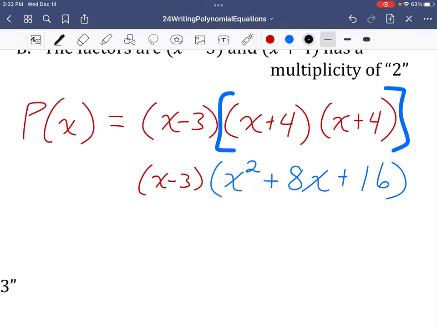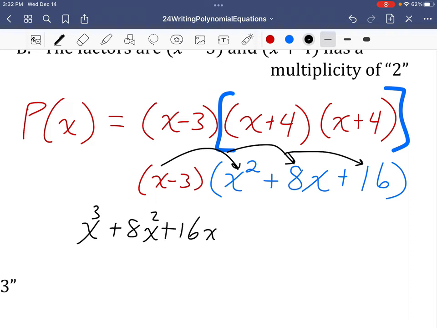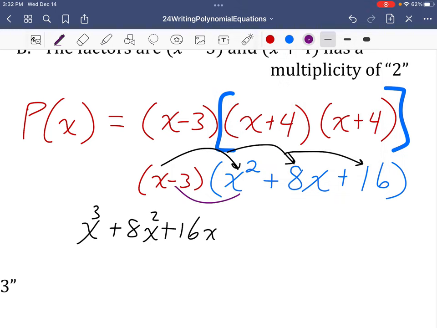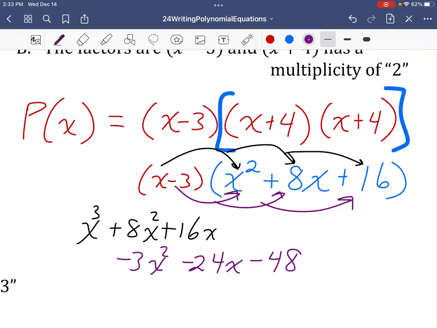Well, I still got some work to do. I still need to multiply everything on the left to everything on the right. And that means I'm going to do a triple distribute. Now that gives me x cubed, 8x squared, and 16x. But then I've got to turn around and multiply negative 3 to all 3 of these. Again, kind of a triple distribute. Now that's going to give me a minus 3x squared, a minus 24x, and a minus 48.